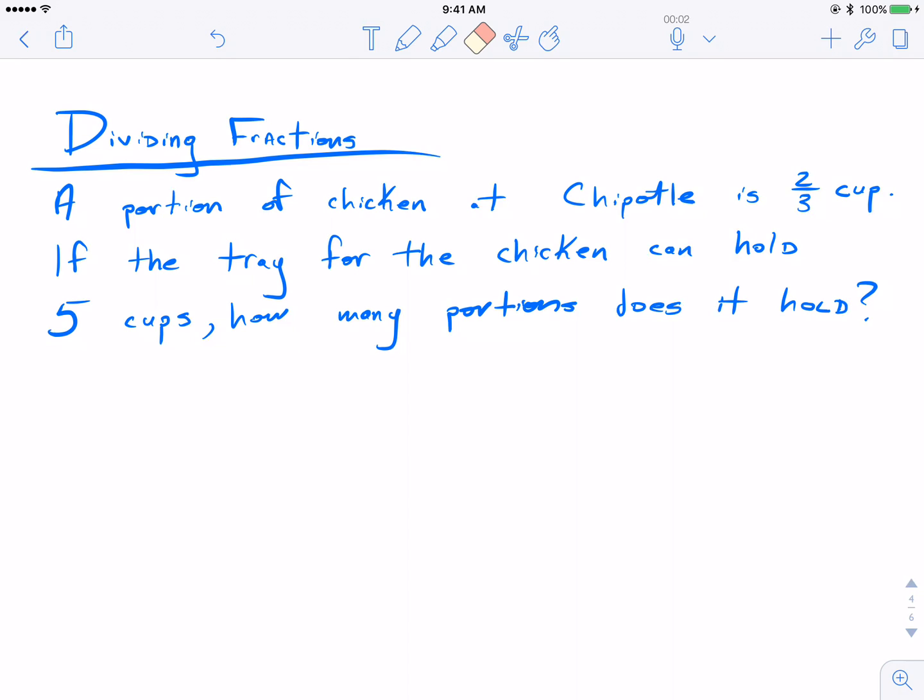Hello. In this problem, we're going to be taking a look at a division of fractions application. We'll talk about how to model this with a visual and ultimately how to solve the problem.